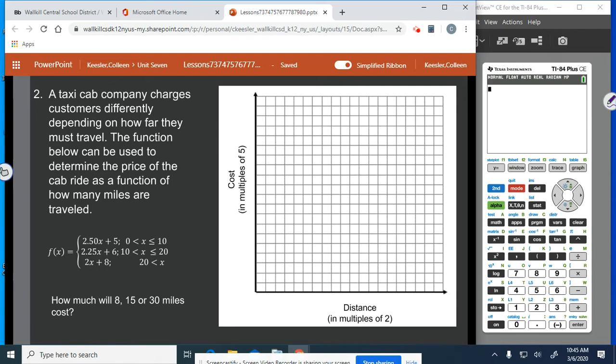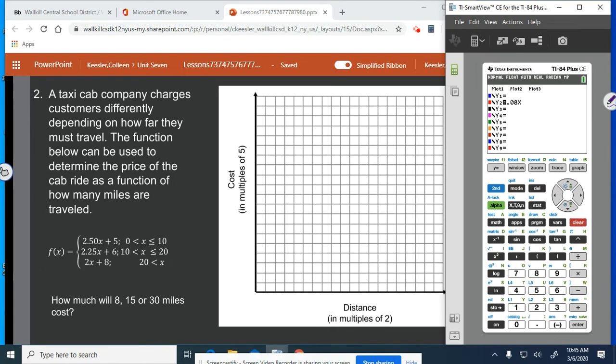So we can go back into our calculator, clear the equations from the last problem, and enter in our new ones. So we have 2.5x plus 5. So that's like 2.5 per mile plus a $5 initial charge. Then 2.25x plus 6, so that's $2.25 per mile plus the $6 for your initial charge. And then 2x plus 8, which is $2 per mile plus an initial charge of $8.